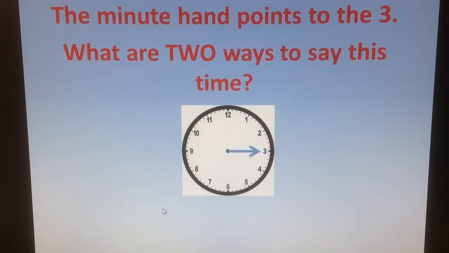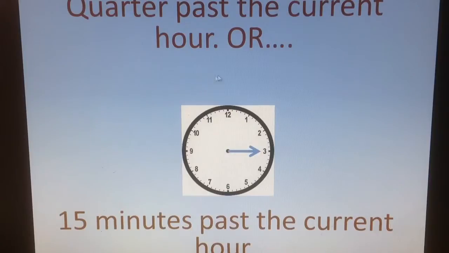The minute hand's pointing to the 3, and there's 2 or even more ways to say this time. We could say it's quarter past the current hour, because now the minute hand, the long one, is pointing to the 3, and a quarter of the full hour has gone by. Or we could say it's 15 minutes past the current hour.